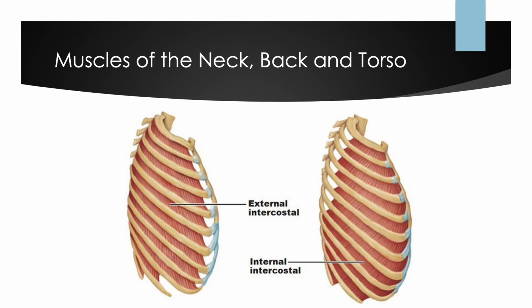Next, we have the external intercostal muscles and the internal intercostal muscles. The external intercostals and internal intercostals look very similar, but how you tell the difference is the direction that the muscle fibers are actually running. So maybe you can look at this picture and appreciate that the fibers of the muscles are running in different directions, and that's how you tell the difference.